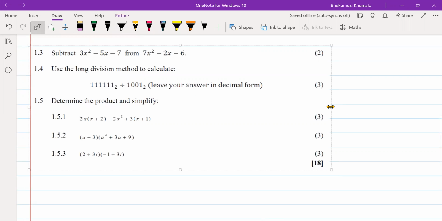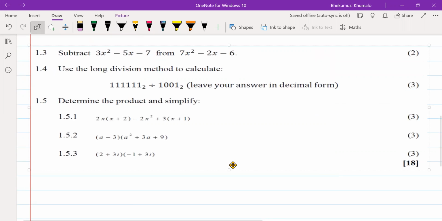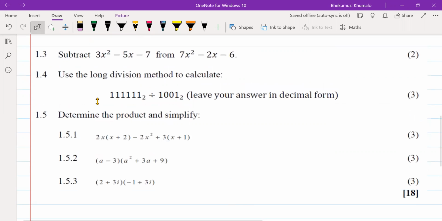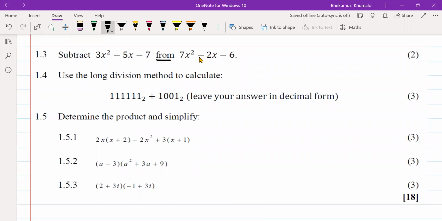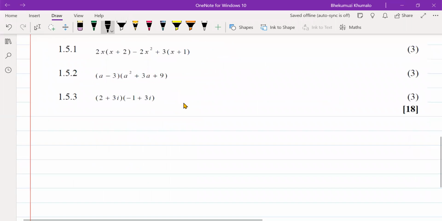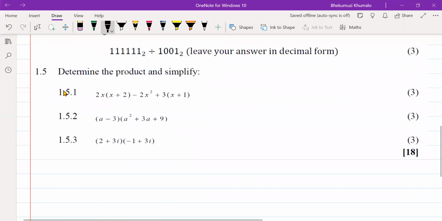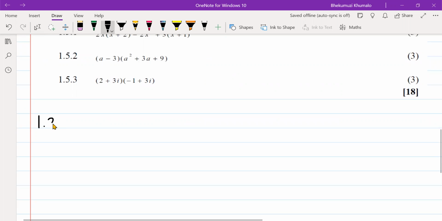So it says subtract 3x squared minus 5x minus 7 from 7x squared minus 2x minus 6. Well, this is a very straightforward question. They're actually telling us what to subtract. We have to subtract 3x squared minus 5x minus 7 from 7x squared minus 2x minus 6. So what do we put in front? So this is 1.3.